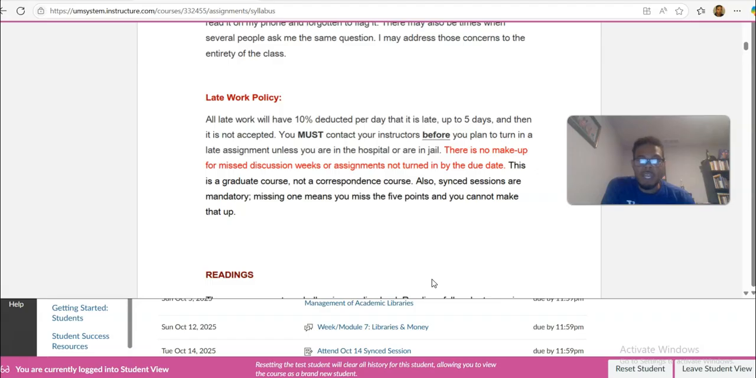You must contact me before you plan to turn it in late, unless you are in the hospital or in jail. And people laugh about the jail thing, but students get locked up, and when you get locked up, it's not possible for you to email or call your professor. So once you get out of jail, then you come tell me what happened. You don't have to tell me your charges, but tell me, hey, I was in jail, that's why I was late, can we work something out? And we'll do that. There is no makeup for discussions not turned in by the due date.